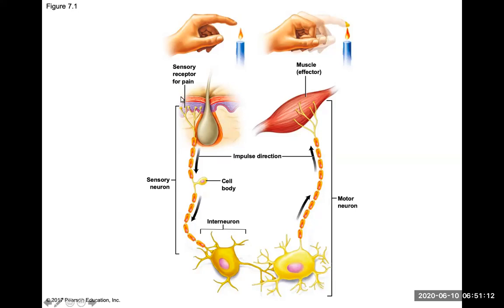So sensory neurons carry impulses to the brain and spinal cord based on something that they perceive from the external or internal environment. And motor neuron is the effector neuron. So it'll act on muscles, glands, other body tissues to usually have some sort of effect that was perceived.